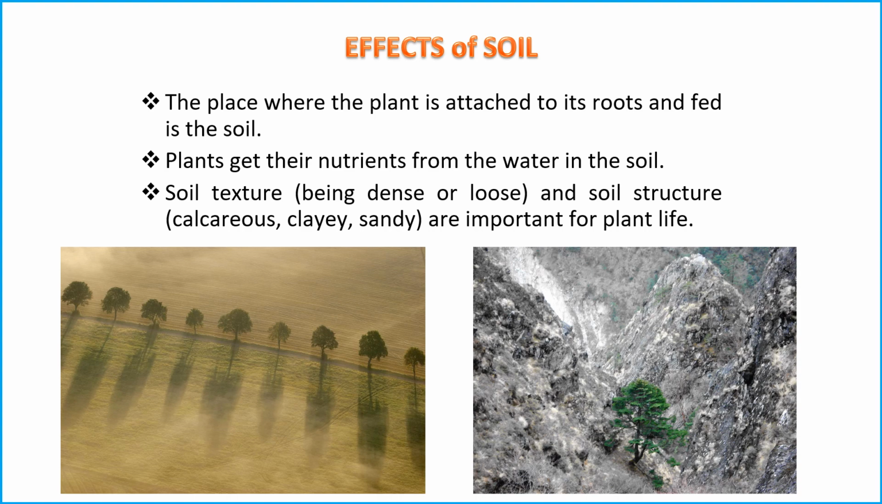2. Nutrient source. Soil is a reservoir of essential nutrients that plants require for their metabolic processes. These nutrients include nitrogen, phosphorus, potassium, and various micronutrients. Plants absorb these nutrients in the form of ions dissolved in water. 3. Water absorption. Water is a critical component for plant survival, and soil serves as the medium through which plants absorb water. The soil's ability to retain and supply water is influenced by its texture, the relative proportions of sand, silt, and clay, and structure.